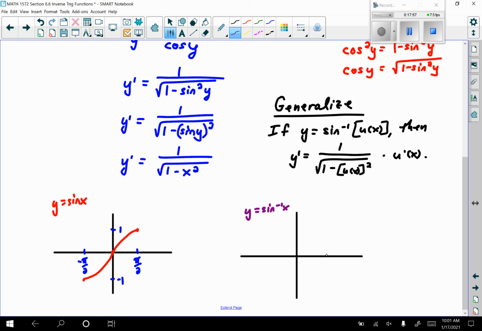So now we're switching our x's and our y's. This is where x is between negative 1 to 1, and y is between negative pi over 2 to pi over 2. So we still have 0, 0. Over here we have the point pi over 2 and 1, so here we're going to have 1 and then pi over 2. And then here we have negative pi over 2, negative 1, so we have negative 1, negative pi over 2.